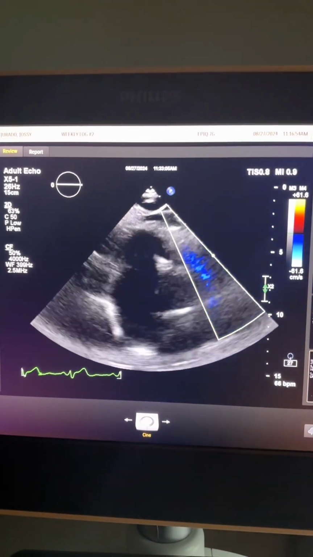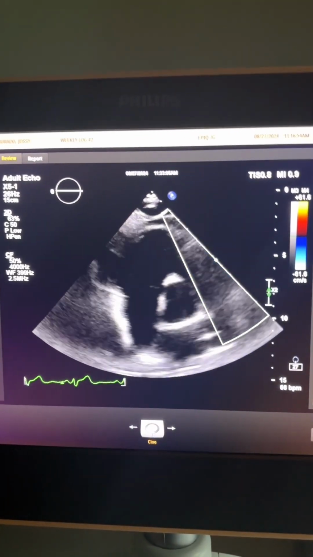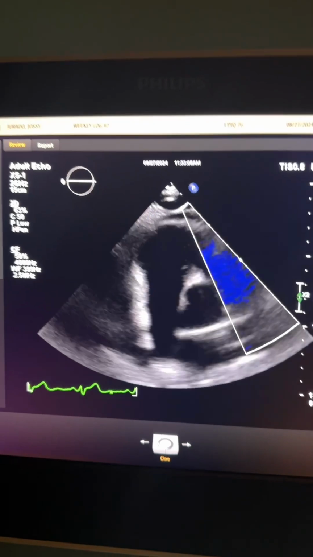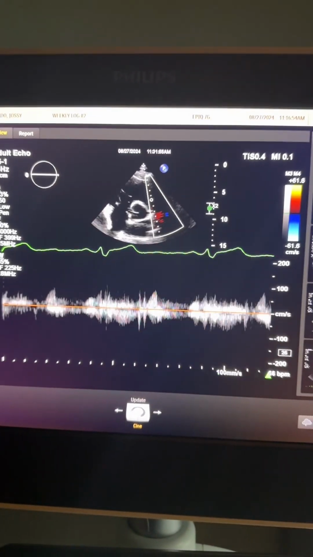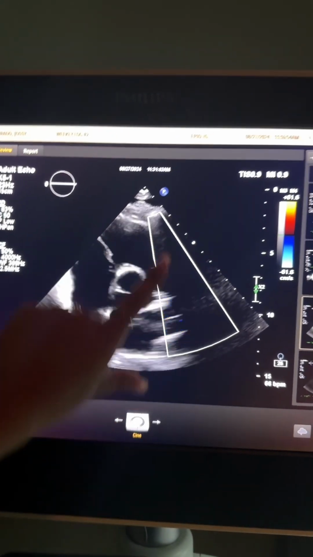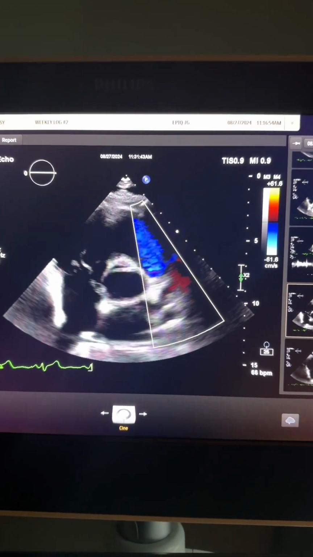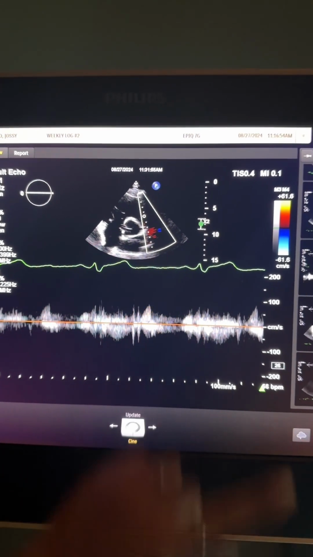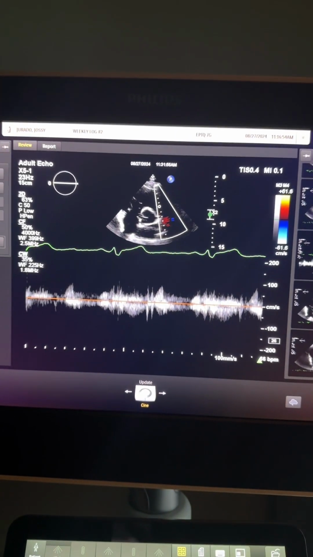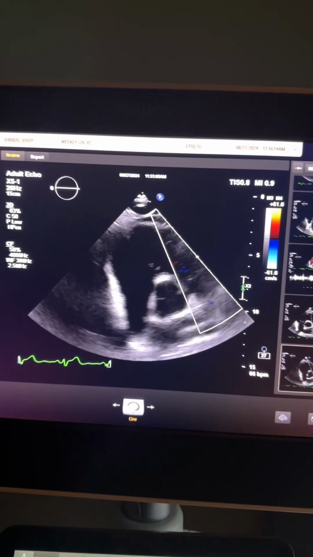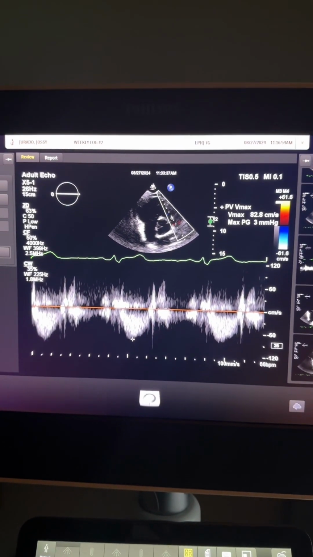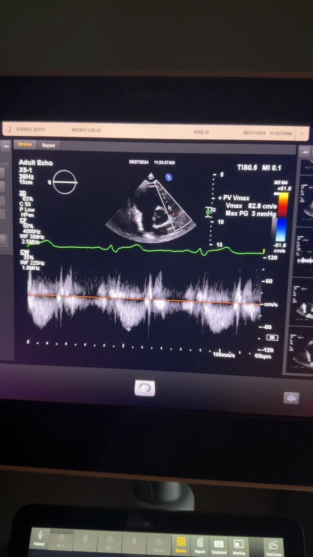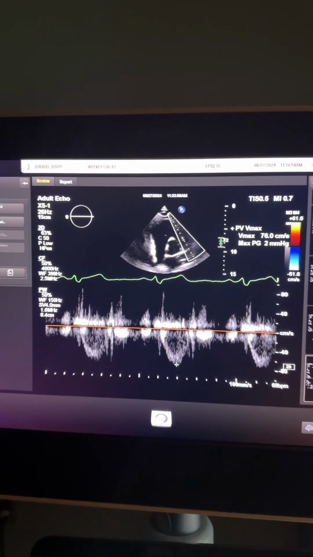I ended up optimizing my image and being able to bring in more of that color flow in view, whereas in the first time around I did not get that in and was unable to measure the PV Vmax. I took a continuous wave Doppler of that and measured my pulmonic valve Vmax, as well as in pulsed wave.